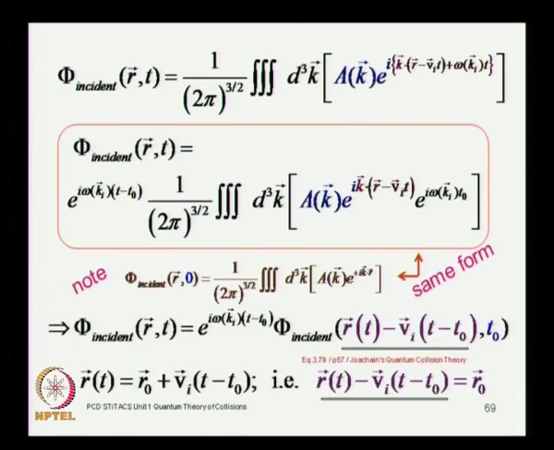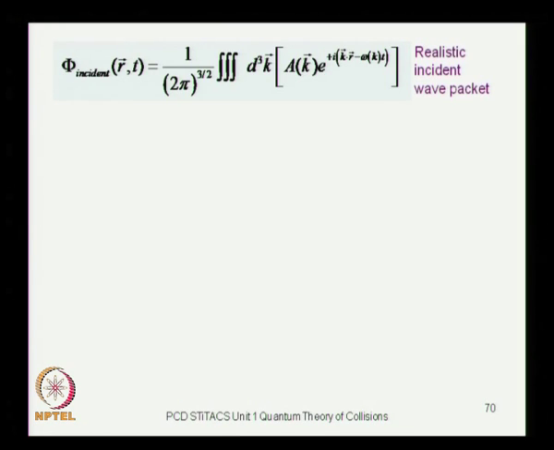So, it is exactly the same form, which means that you can write this incident wave packet at an arbitrary time in terms of an incident wave packet at time t0 by recognizing this r0 plus v_i (t minus t0) to be equal to r of t, because you have got r minus v_i t here. So, this r minus v_i t is what you call r0, and with this r0 you have got exactly the same wave packet, it is only shifted. So, this is the realistic incident wave packet that we are working with, that is the one that we started our discussion with.